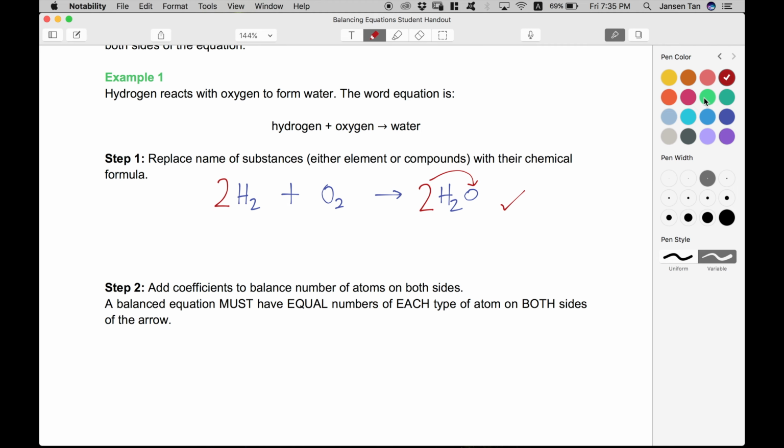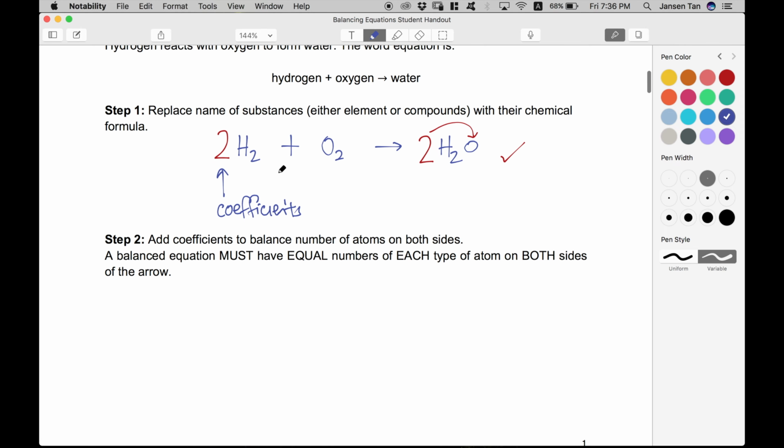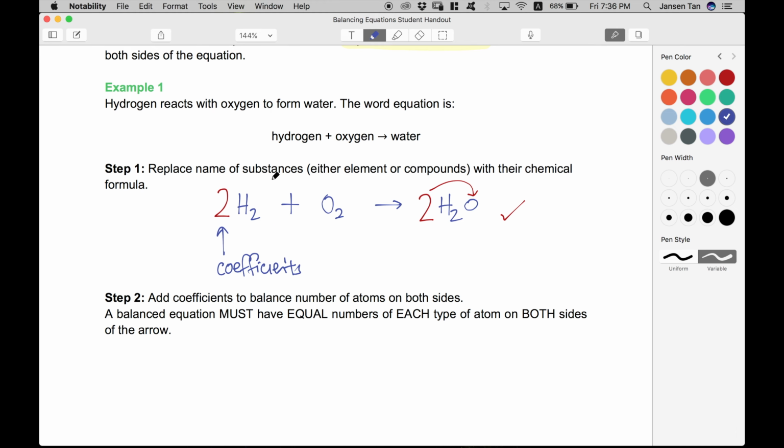Okay, and we have a name for all these numbers. These are called your coefficients. So this tells us that 2 hydrogen molecules react with 1 oxygen molecule to form 2 molecules of water. So one advantage of a chemical equation is we can see the proportion in which these substances react. We can't see that in a word equation. Okay, so basically we are done with example 1.